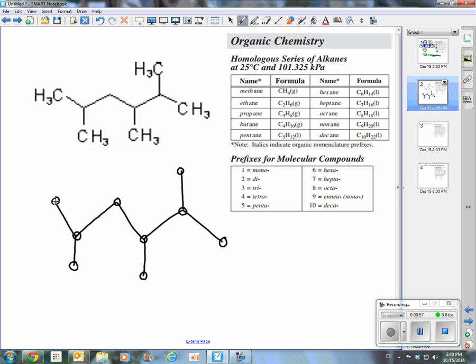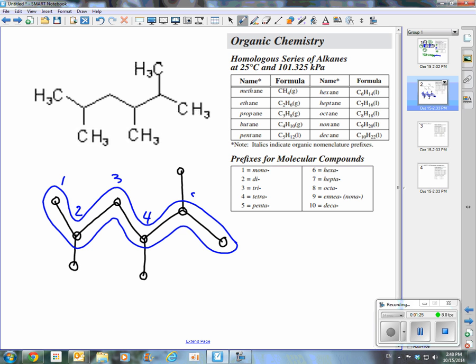So the first thing I'm going to do, obviously, is identify the parent chain, so the longest chain. And in this case, I can see that this would be the longest chain here. Like I said before, we want to make sure that we're not just automatically picking the straight one through the center, because that's not always the case. So I'm going to go ahead and count my carbons here. I've got 1, 2, 3, 4, 5, 6 carbons.